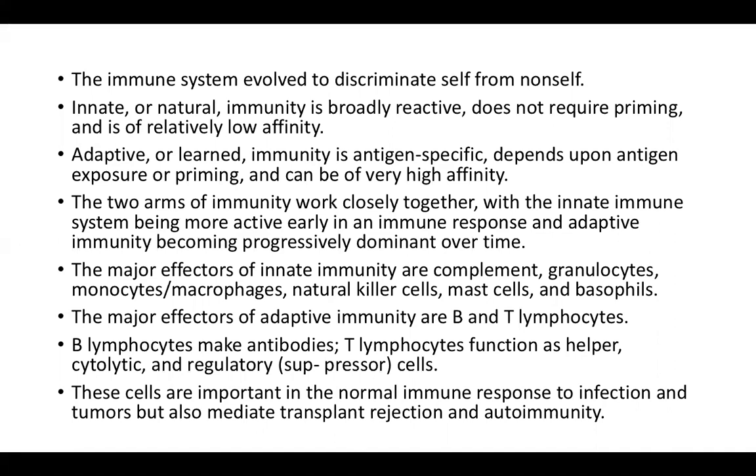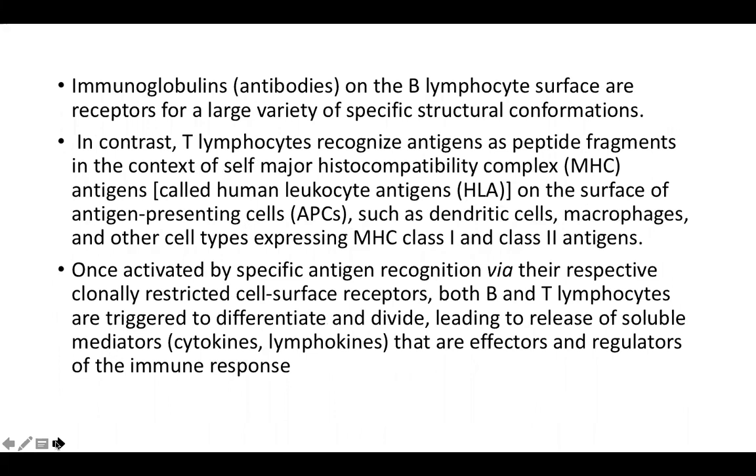These cells are important in the normal immune response to infections and tumors, and also mediate transplant rejection and autoimmunity. B lymphocyte surfaces have receptors of a large variety of specific structural conformations, whereas T lymphocytes recognize antigens as peptide fragments in context with the self major histocompatibility complex, that is the MHC antigen, also called human leukocyte antigen, HLA, on the surface of the antigen presenting cells. These are also called dendritic cells, macrophages, and they are of class 1 and class 2 antigens. You need a very specific antigen for antibody production.